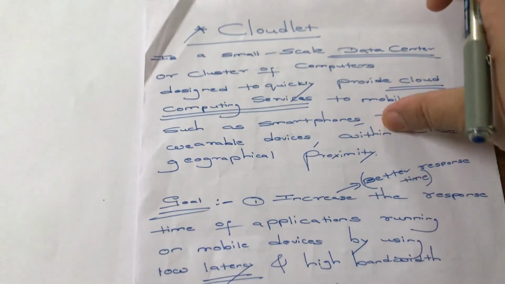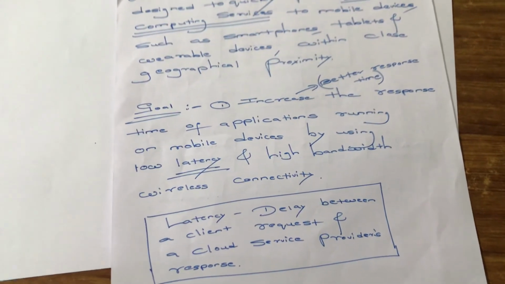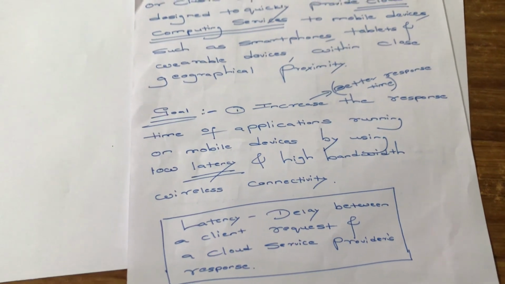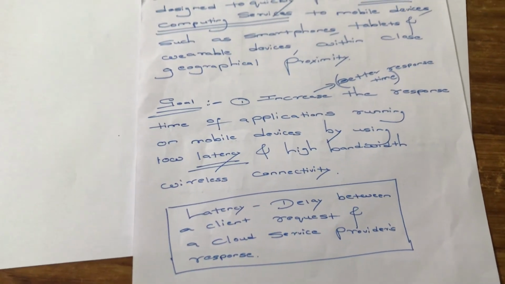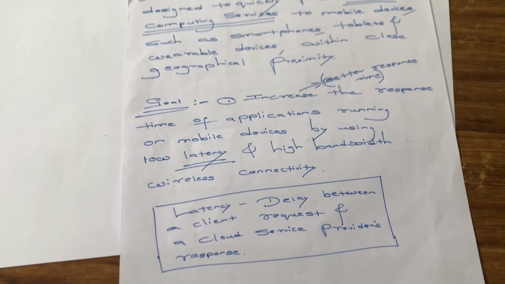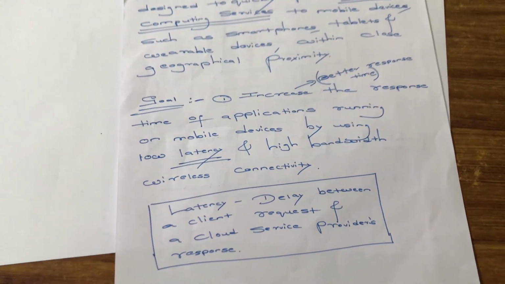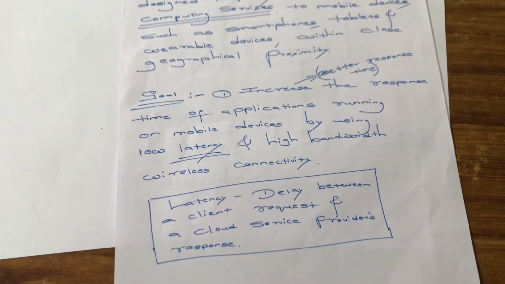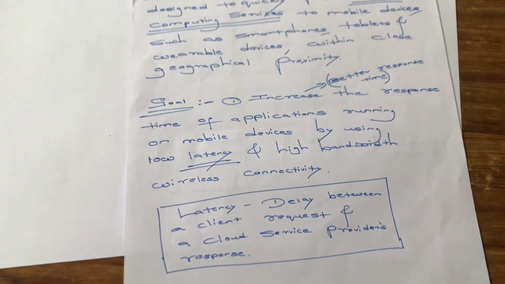So before the diagram, first we will see what is the goal of this Cloudlet. What is the goal of the Cloudlet? That is in order to get the better response time and reducing the latency. That means increase the response time of application running on mobile devices by using low latency and high bandwidth wireless connectivity. So what is the latency?